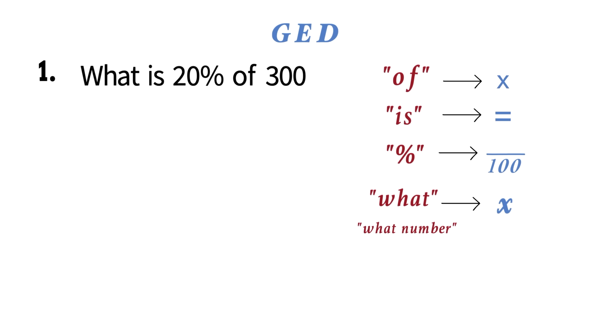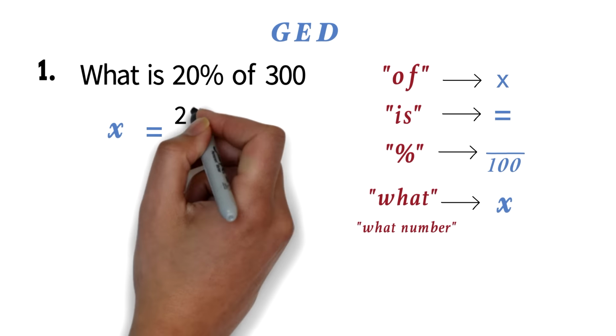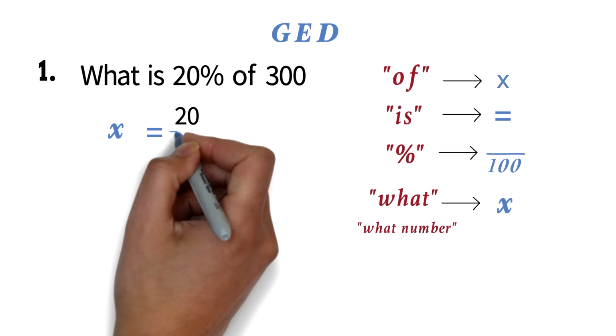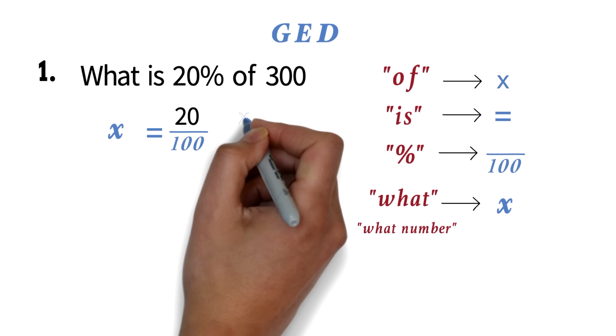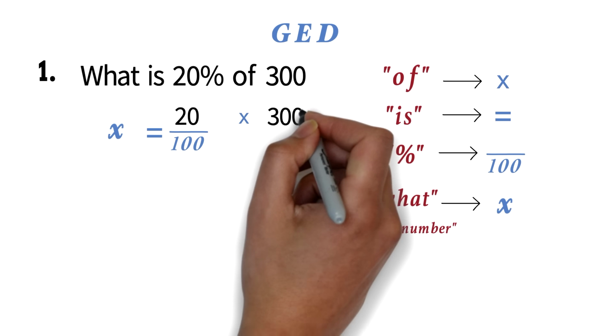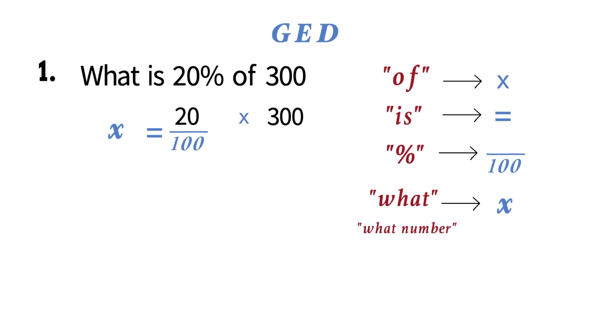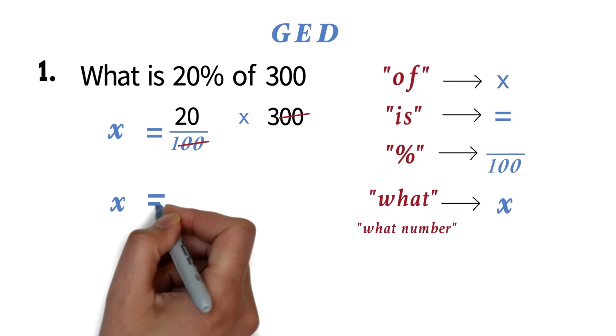So with this, let's solve this question. Let's translate it to math and solve it. We said that what means an unknown, so we can represent it by X. Is means equal to. We write our 20. Percentage means over 100. Of means multiplication. And we have our 300. After translation to math, the rest is your basic math ability to reduce and multiply. These 2 zeros here will cancel these 2 zeros here. We have 20 times 3 to give us 60 as our answer.